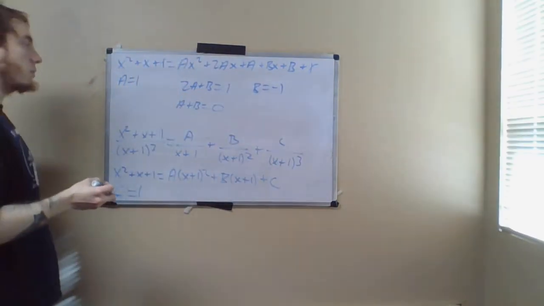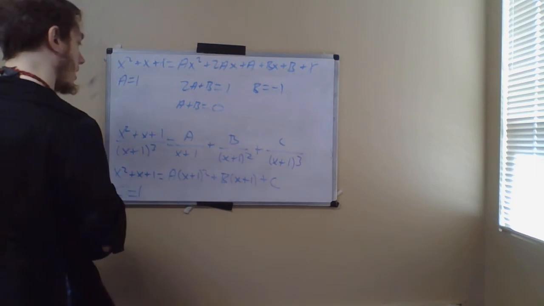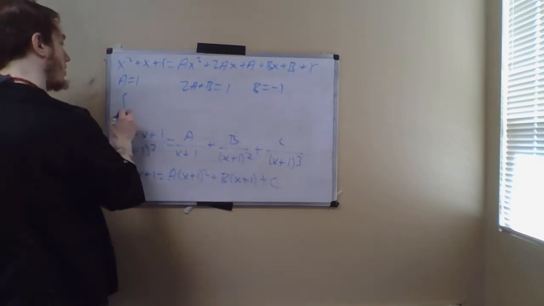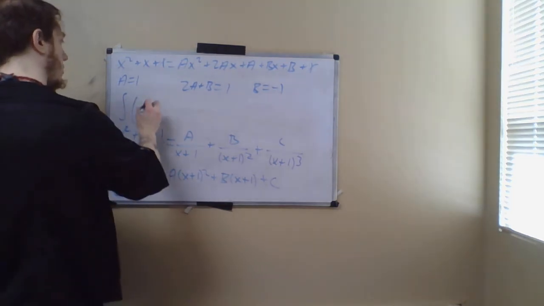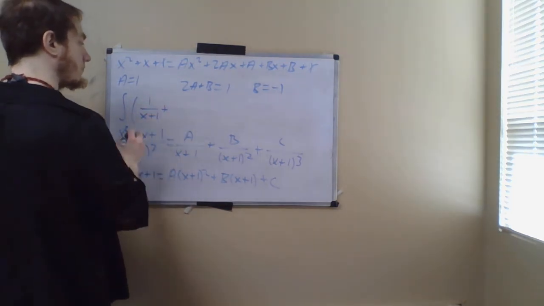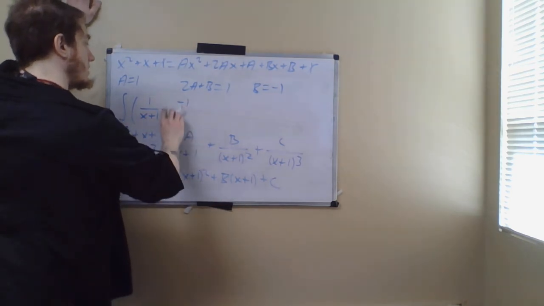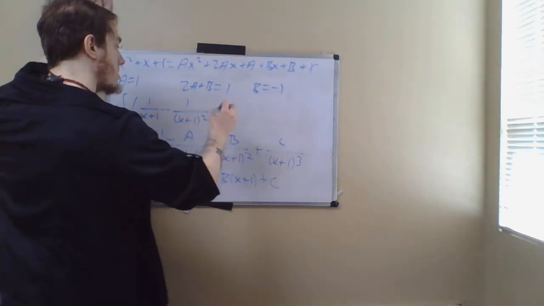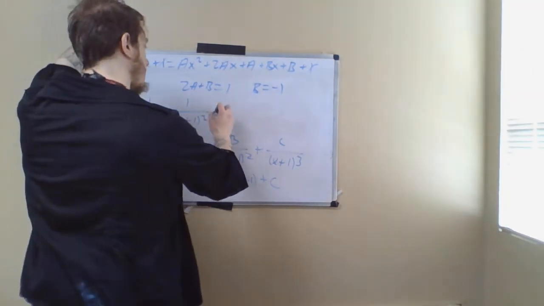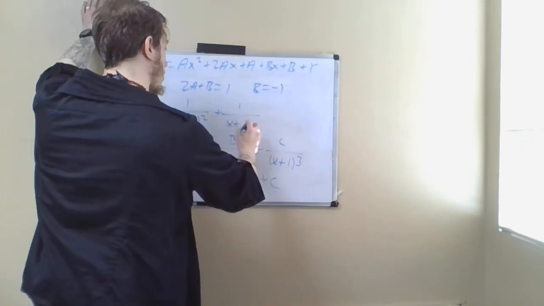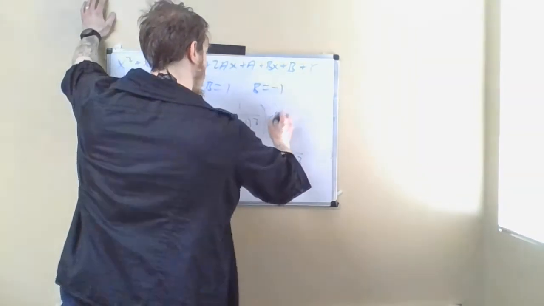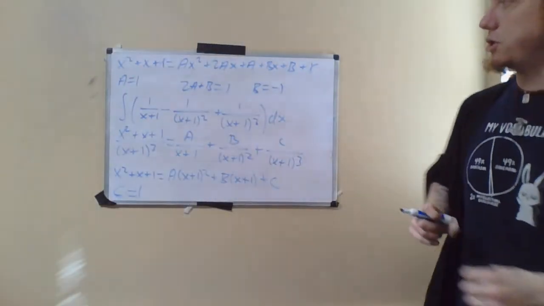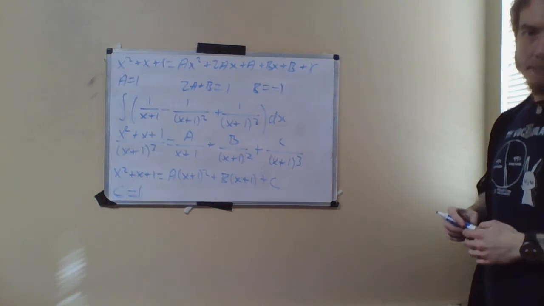That means that we can re-express our original problem as the integral of 1 over x plus 1, plus -1, so let's just make that minus 1 over x plus 1 squared, and then we have plus 1 over x plus 1 cubed. Well, now this is a very easy problem to do because we just do a u substitution with u equal to x plus 1 and we're done.